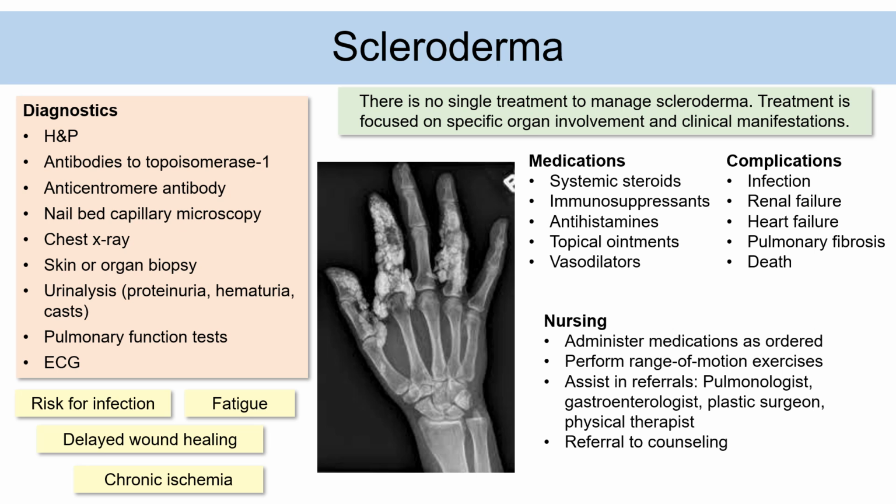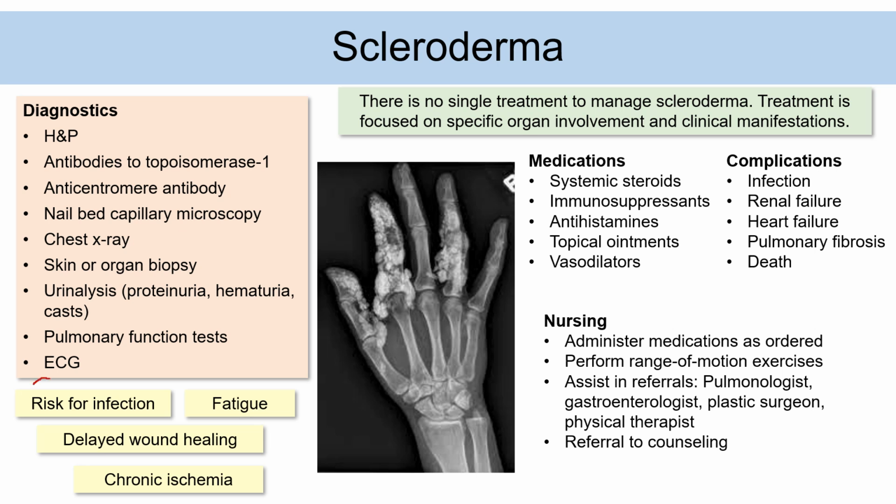Diagnostics. So we're going to get a good H&P, history and physical. We're going to do a complete head to toe to see if the skin has been affected and where it is, because location matters. It kind of gives us a hint if it has transitioned into the systemic sclerosis. We can do antibody testing because this is autoimmune. We can do a nail bed capillary microscopy, chest x-ray, biopsies, urine analysis, pulmonary function tests.